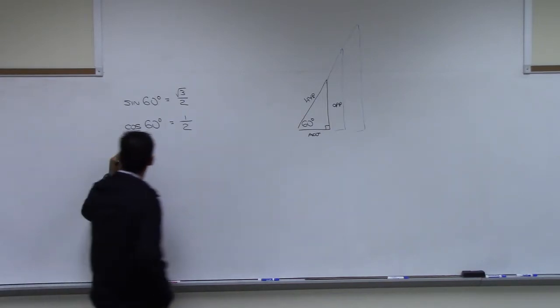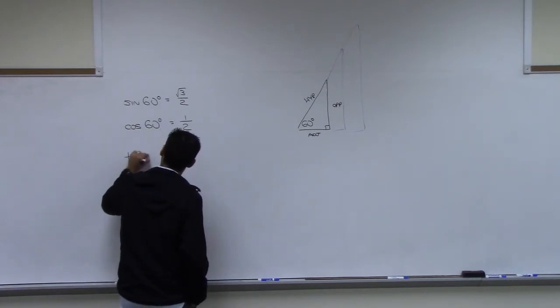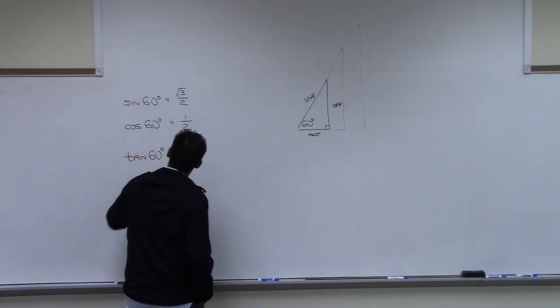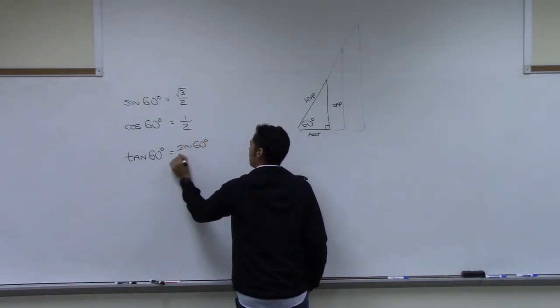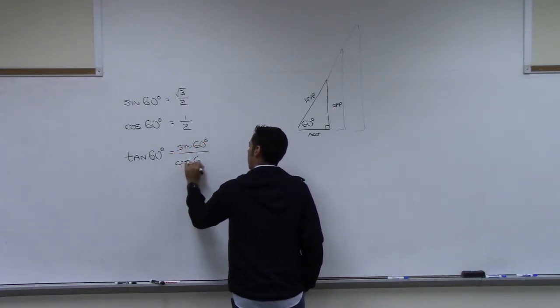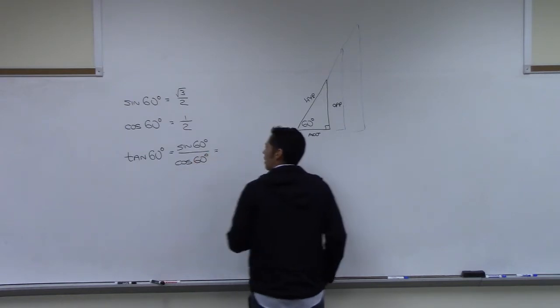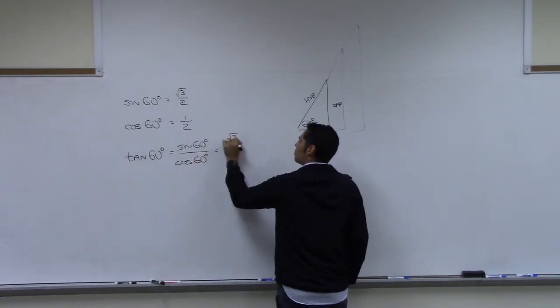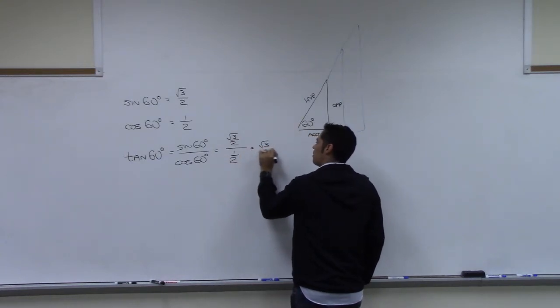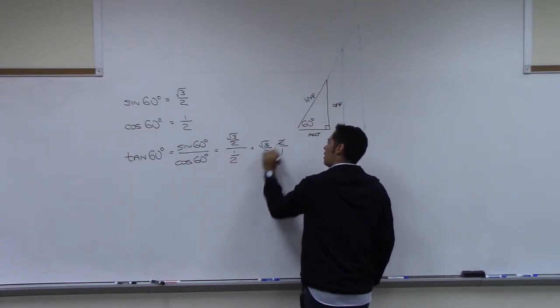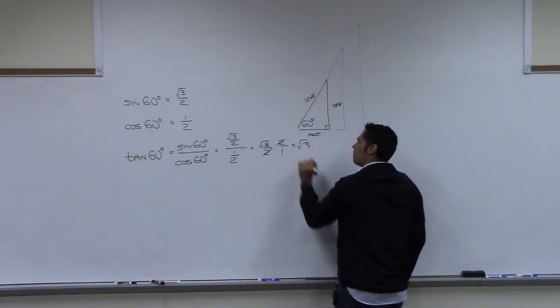So I'll just do tangent now. What's tangent of 60 degrees? So I'm going to take sine 60 and divide by cosine 60. And that's going to be root 3 over 2 over 1/2, which is root 3 over 2 times 2 over 1, and you just get root 3.